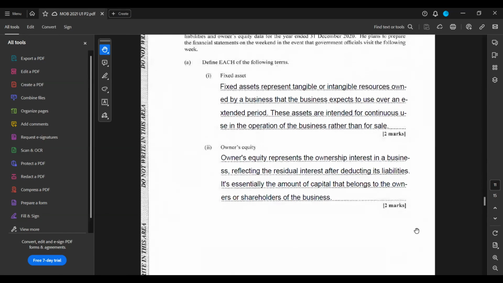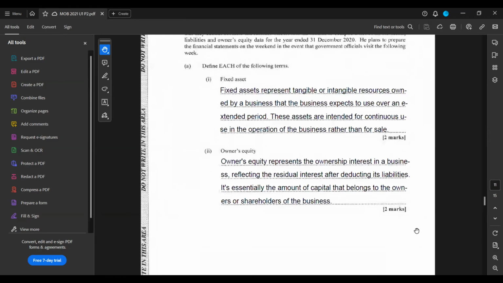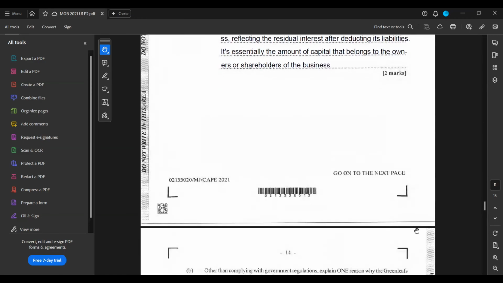Owner's equity. Owner's equity represents the ownership interest in a business, reflecting the residual interest after deducting its liabilities. It's essentially the amount of capital that belongs to the owners or shareholders of the business.